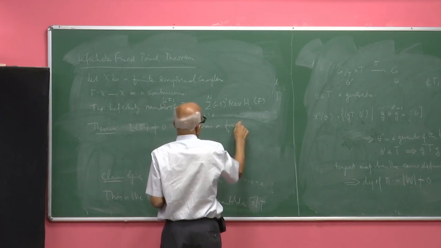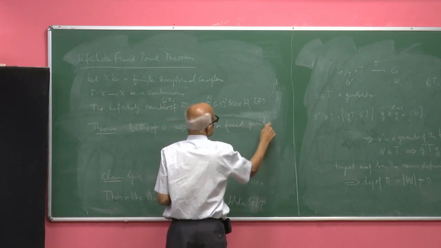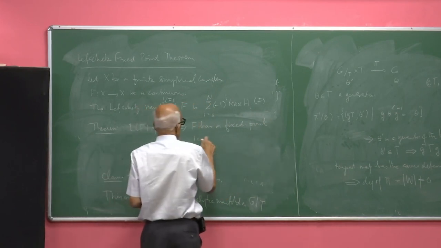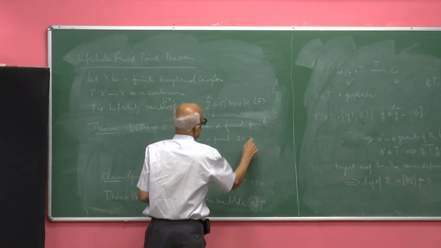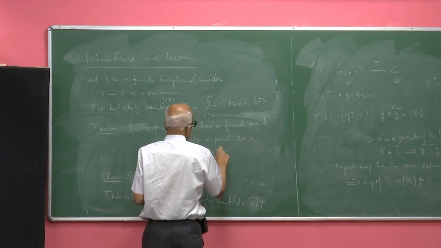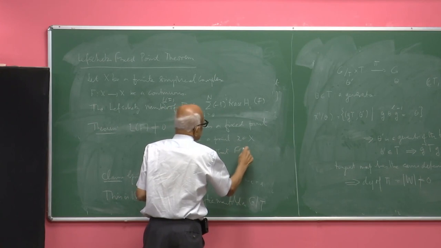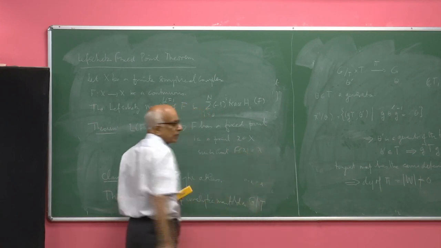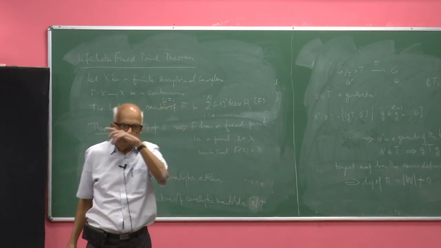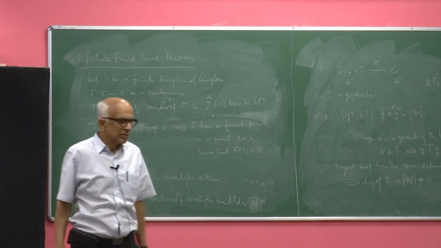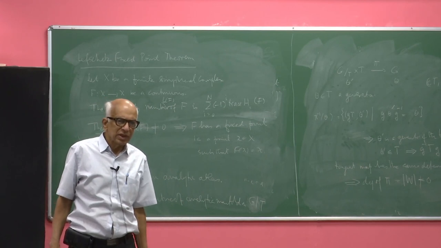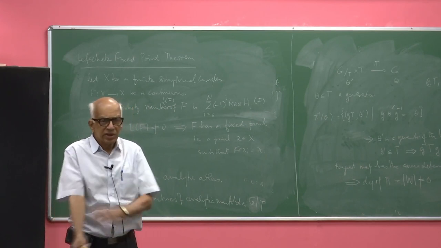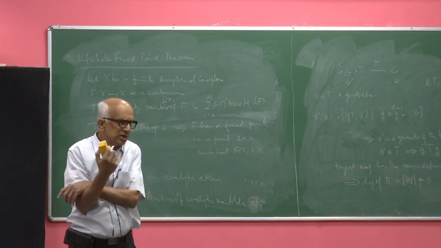If the Lefschetz number is non-zero, then f has a fixed point, that is, a point x in X such that f(x) equals x. For example, the Brouwer fixed point theorem is a special case.